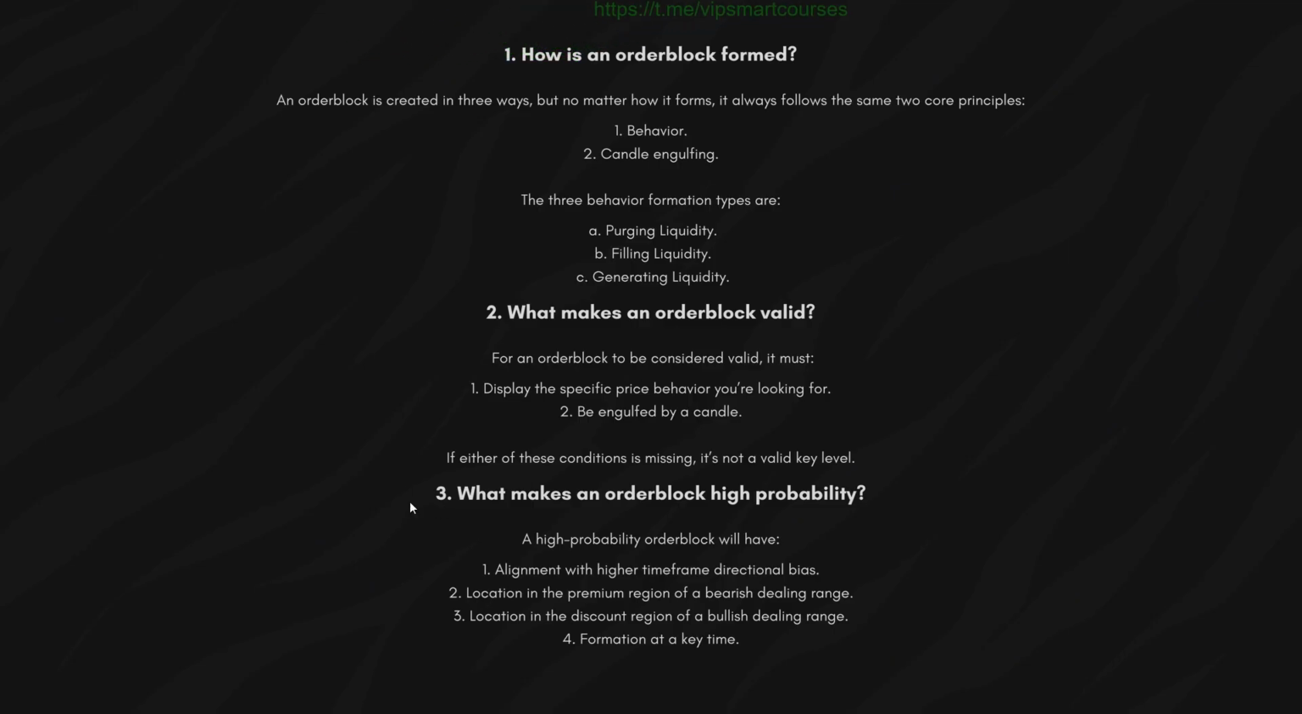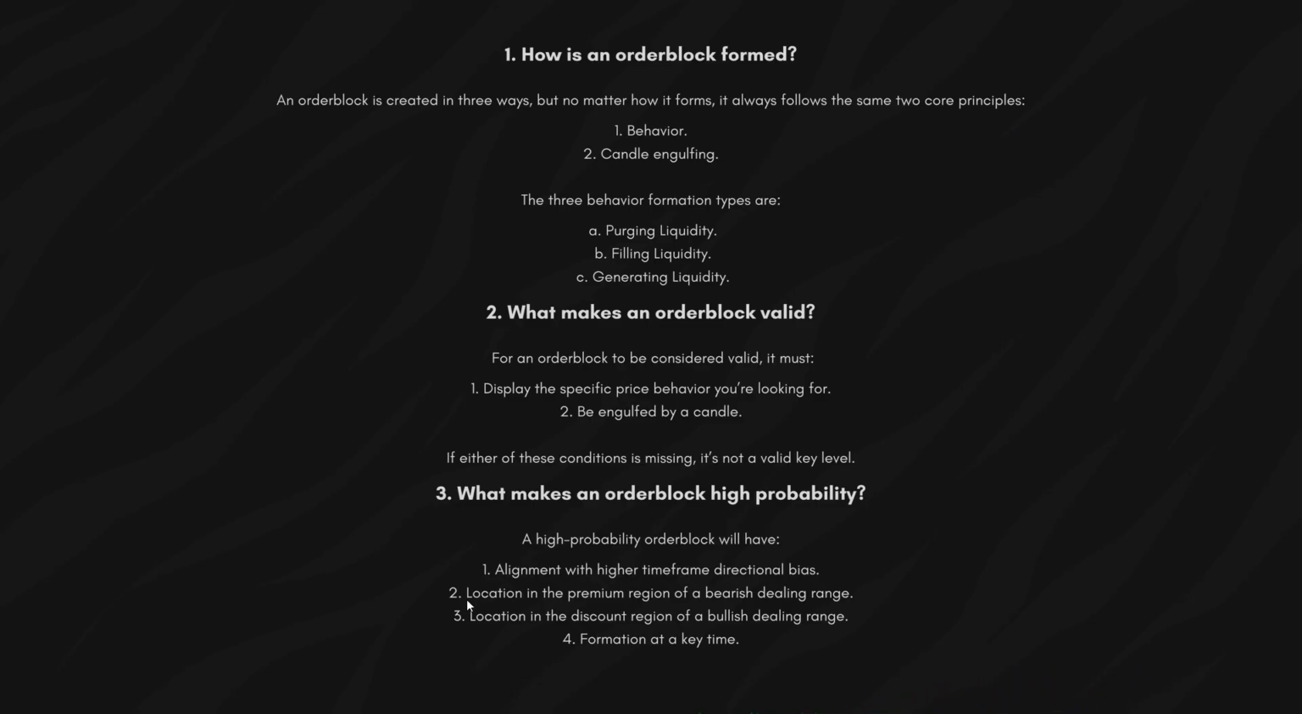Now let's move on to the third question, which is what makes an order block high probability? Now, a high probability order block will have the following qualities or the following characteristics. First of all, alignment with the higher time frame directional bias, meaning it must be formed in the direction of the higher time frame bond liquidity, or it must be formed in the direction of the higher time frame directional bias.